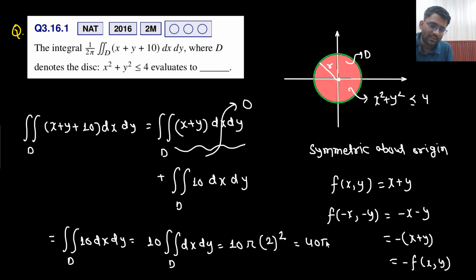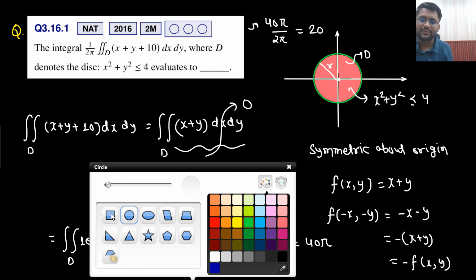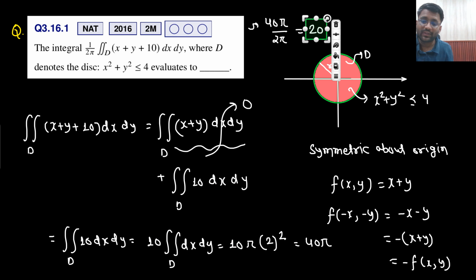40 pi is not the answer. Always remember one thing. They ask you to divide by 2 pi as well. So the answer would be 40 pi divided by 2 pi. The answer would be 20. That's the answer that you will be getting. That's it. So within seconds, within minutes, we will be able to solve this question. Within a minute, we will be able to solve.